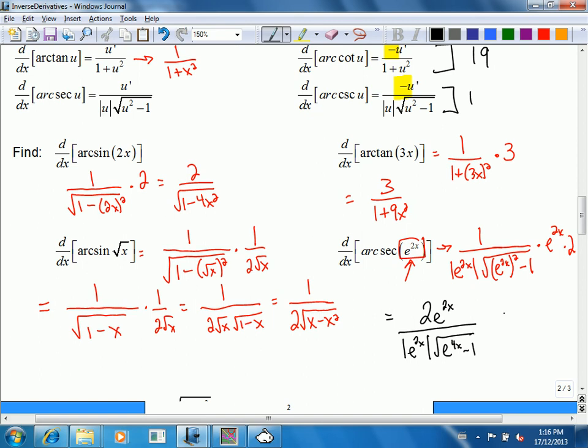And does anybody think they could simplify this anymore? Yeah, the absolute value is not necessary because the exponential graph is always positive. So because the absolute value is not necessary, those e to the 2x's would factor out. And I would just end up with 2 over root e to the 4x minus 1.